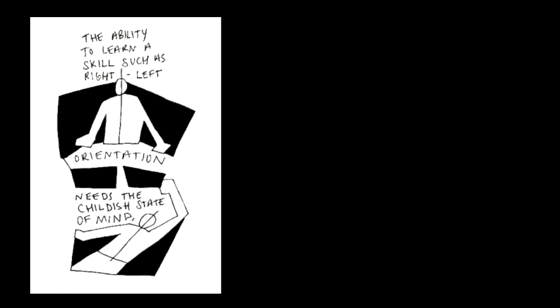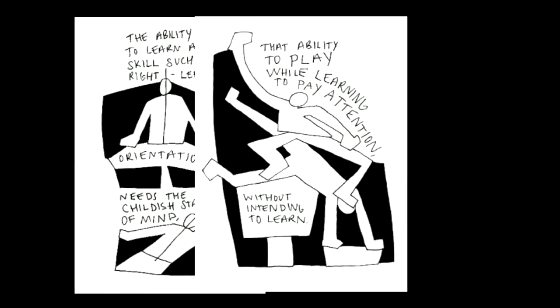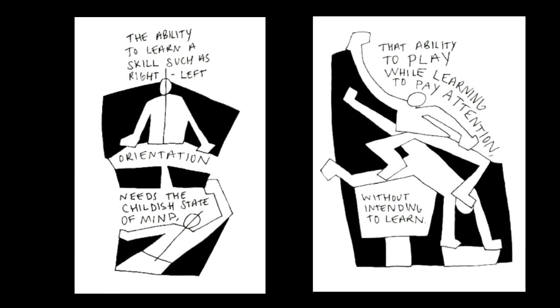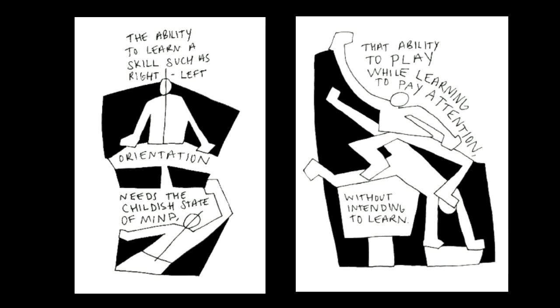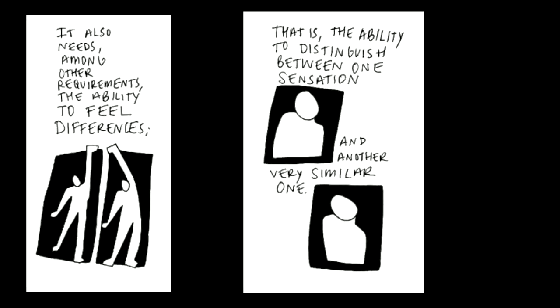The ability to learn a skill such as right-left orientation needs the childish state of mind, that ability to play while learning to pay attention without intending to learn. It also needs, among other requirements, the ability to feel differences, that is, the ability to distinguish between one sensation and another very similar one. It needs attention with intention.